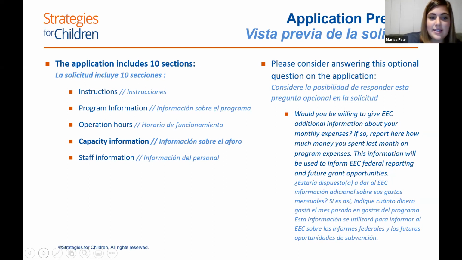Then the next section is staff information. That's where you will include information about the staff that work in your program or any FCC assistants that you have working with you.